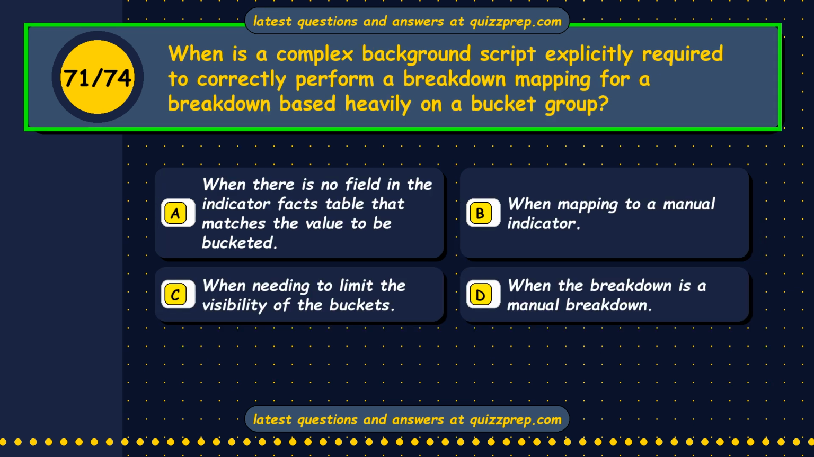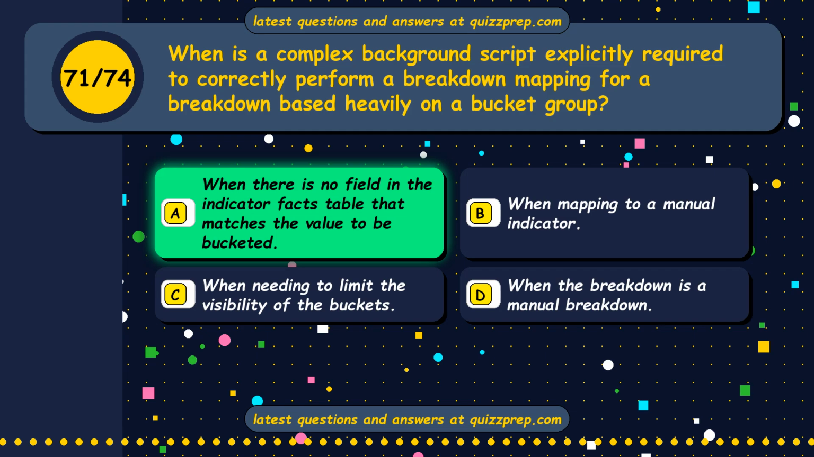Question 71. When is a script required to perform a breakdown mapping for a breakdown based on a bucket group? Option A. When there is no field in the indicator facts table that matches the value to be bucketed. Option B. When mapping to a manual indicator. Option C. When needing to limit the visibility of the buckets. Option D. When the breakdown is a manual breakdown.